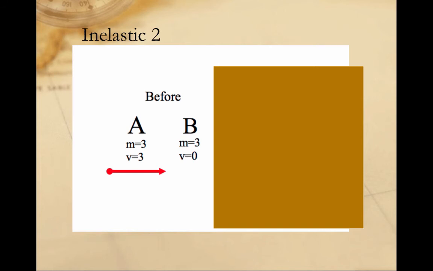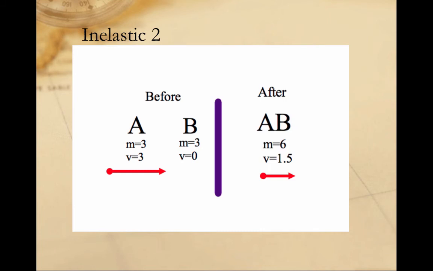Inelastic 2, you have a large mass moving quickly, hits a large mass that's not moving. The two will then move off together slower.